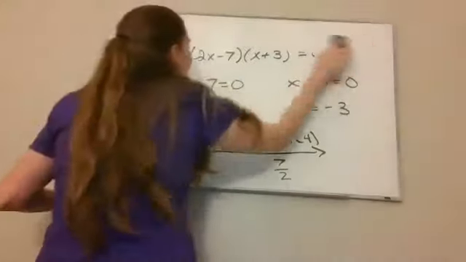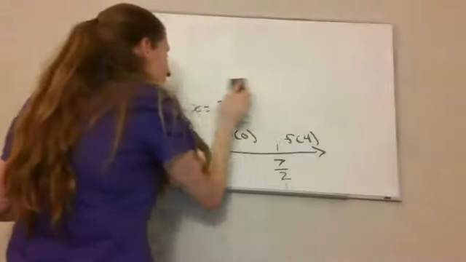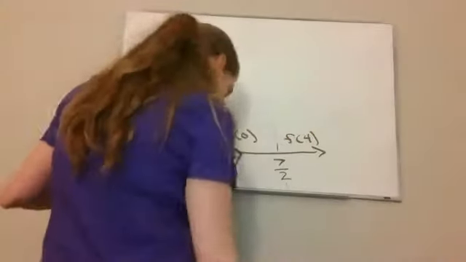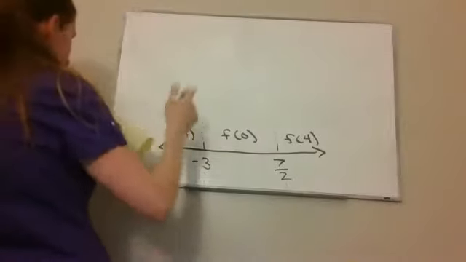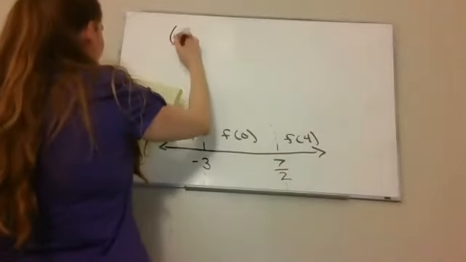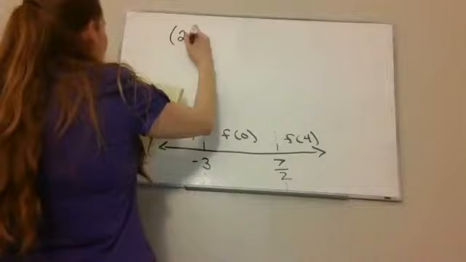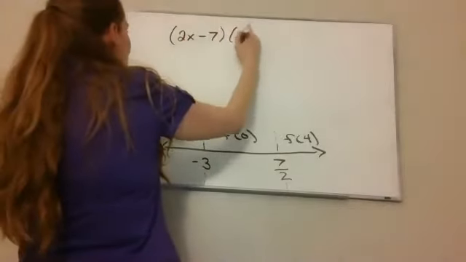So let me rewrite what my polynomial was. And I'm going to do it in the factored form, because that's all that we really need. So here was my factored form of my polynomial.